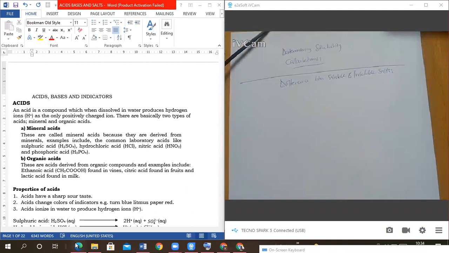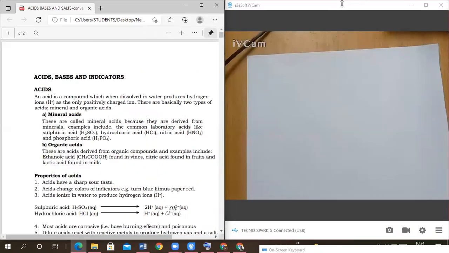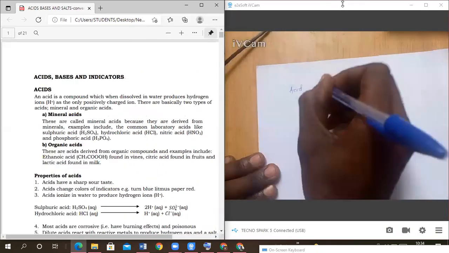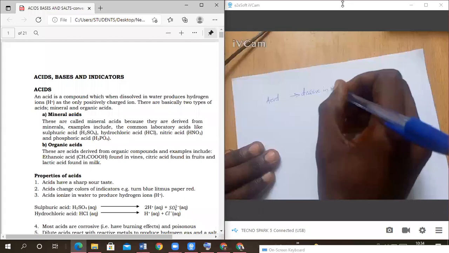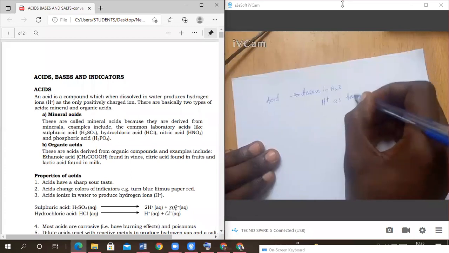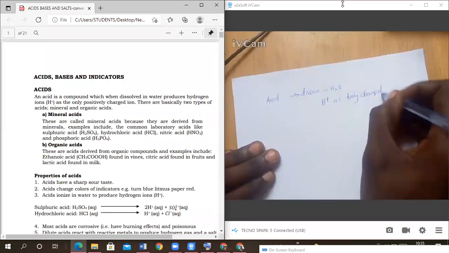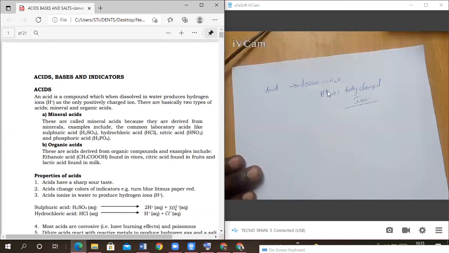For now, let's do this and finish. Here they are saying an acid, the definition is a substance that when dissolved in water produces hydrogen as the only positively charged ion. Anything that you dissolve in water and gives hydrogen as a positively charged ion, that is the acid.